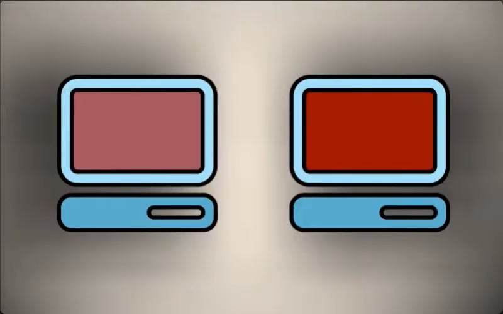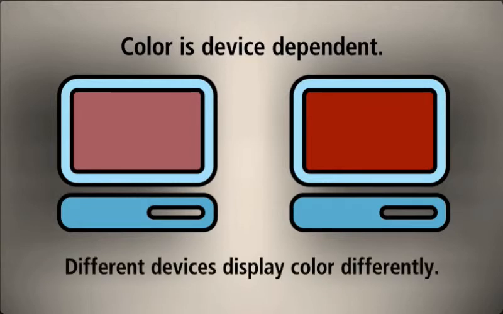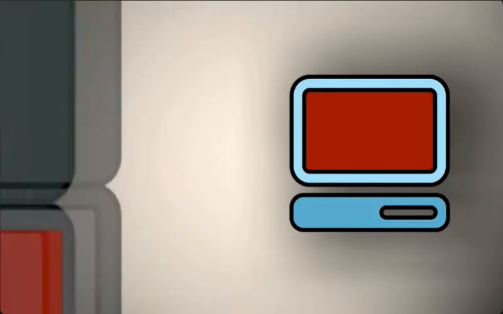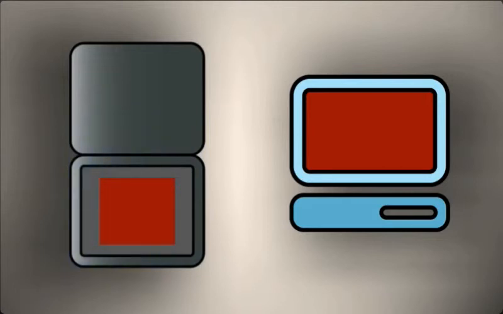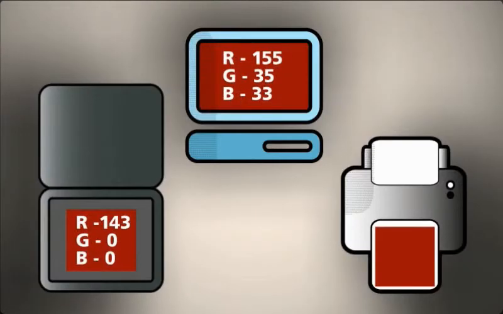Well, digital devices have that same problem. That's because color is device dependent. Different devices display color differently. If I scan this swatch, the scanner will describe the color with this set of color values. To get my display to create the same color on screen might require these color values. When I send the job to print, my desktop printer will need these color values to get the very same color.